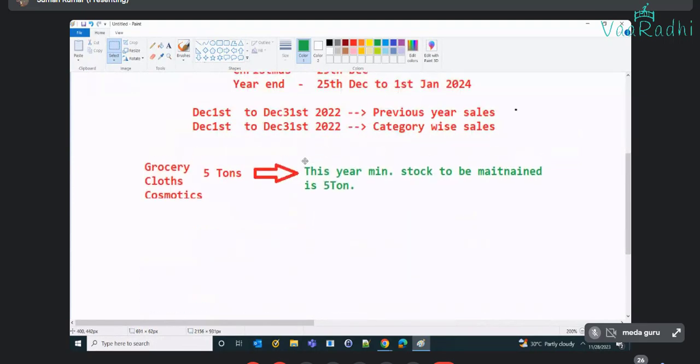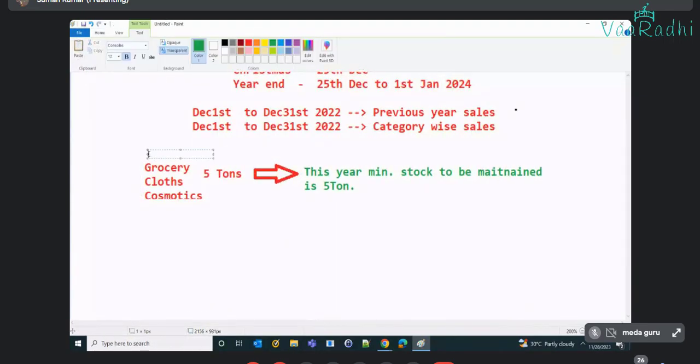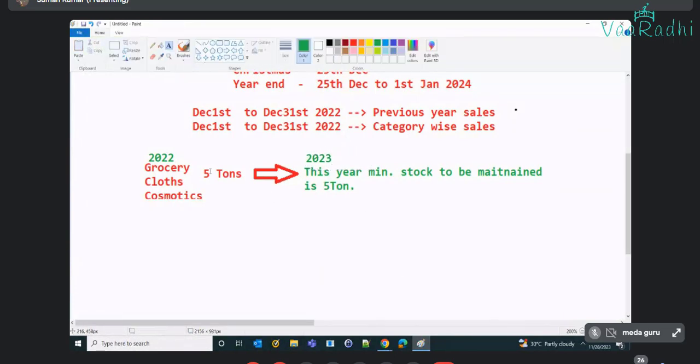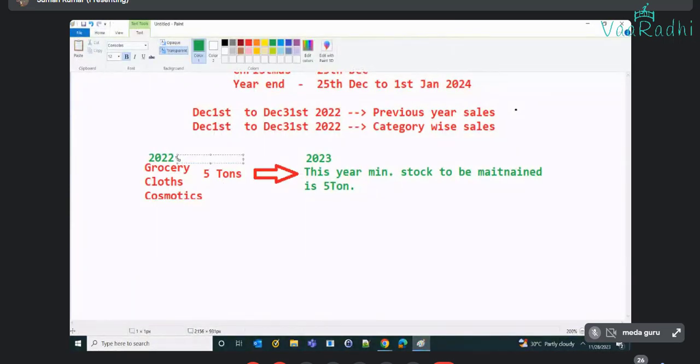Guys, able to follow me? Yes, Suman. So this is year 2022 and here year 2023. So this is historical data, historical sales data, their sales history.